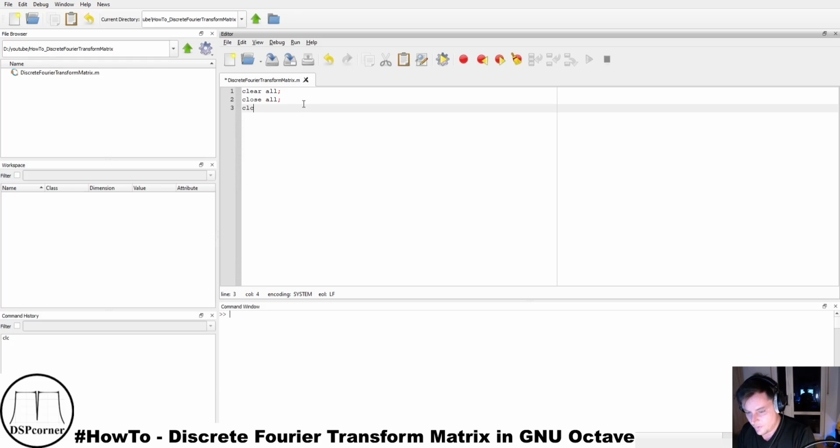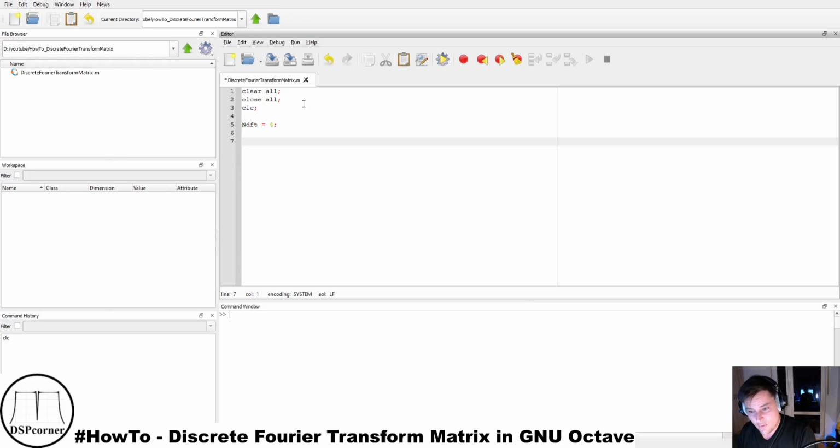small example. So first we are clearing our workspace, we are closing all maybe opened windows, and we are clearing our command line. Whenever it comes to DFT or FFT, we have to define the length of the DFT or FFT. Let's say in this case a length of 4-point DFT. And this discrete Fourier transform matrix has some special properties. I will link you the corresponding literature below the video in the description.